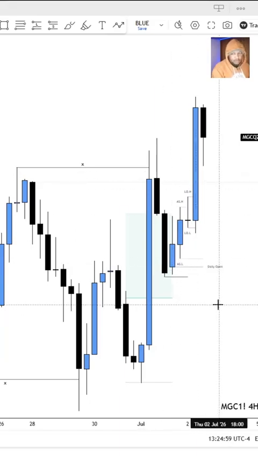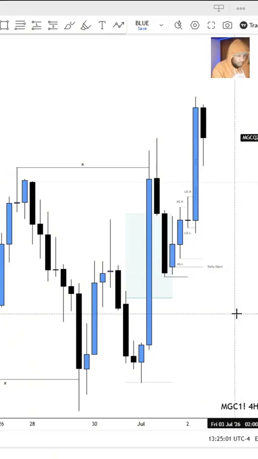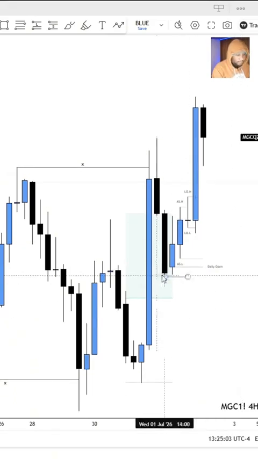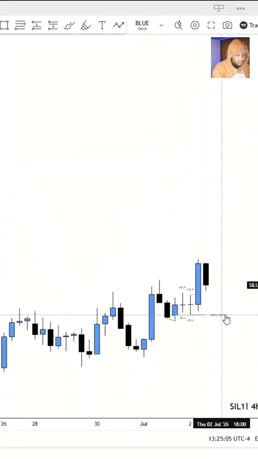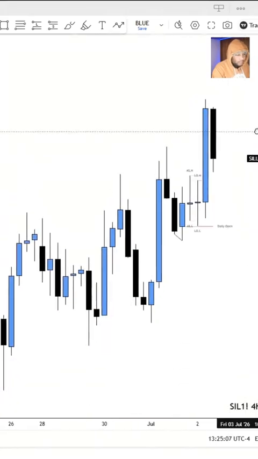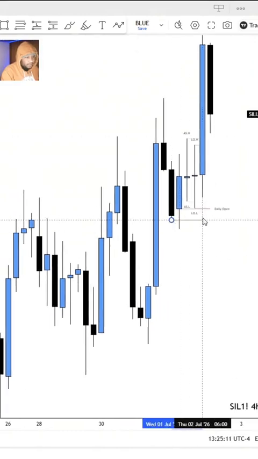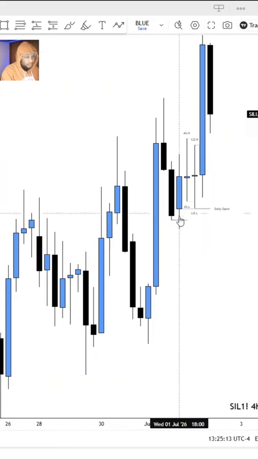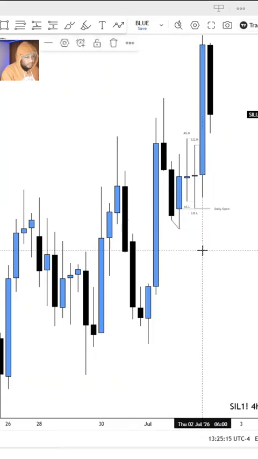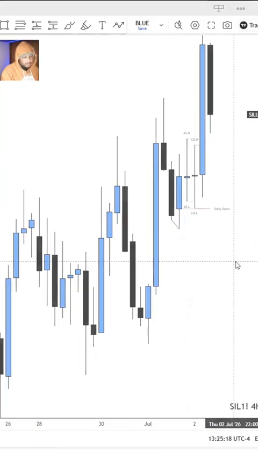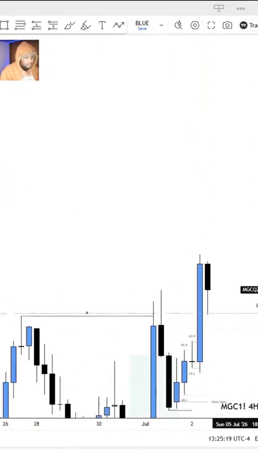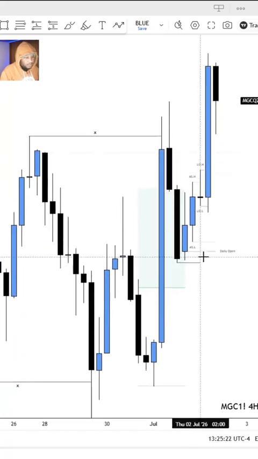So we need to go look at one of our other assets and see if in fact we do take out the low. So let's go to silver. And here on silver we can see that same low, which is over here. That same low gets taken out over here by silver. So that is our first indication of a reversal. So let's go back. So now we have our first indication of a reversal.